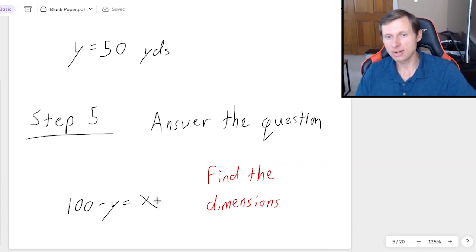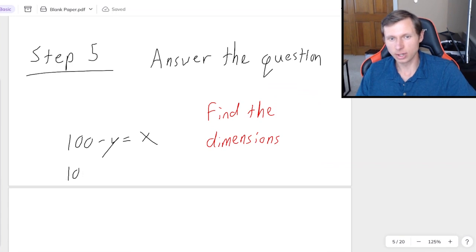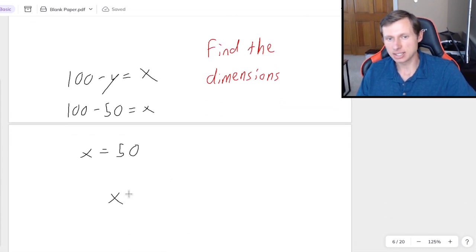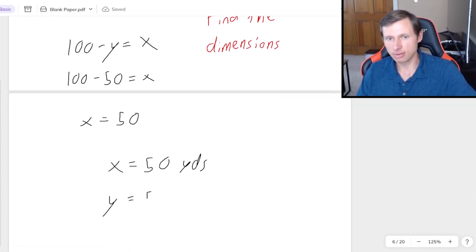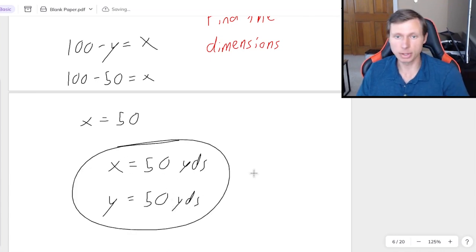And remember, we have a very easy formula to solve for x. 100 minus y equals x. That's what happened when we solved the constraint equation. And so then 100 minus 50 equals x. Looks like x is going to equal 50, and that's my answer. The dimension is 50 yards for x and 50 yards for y. And we're done.